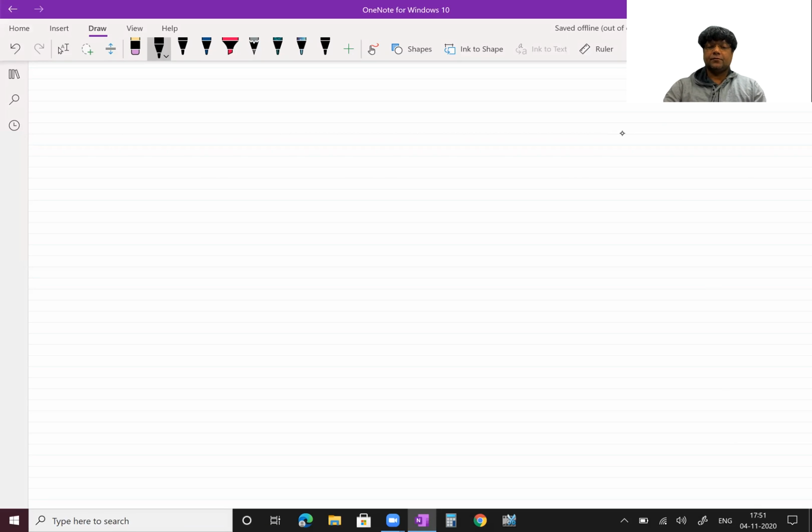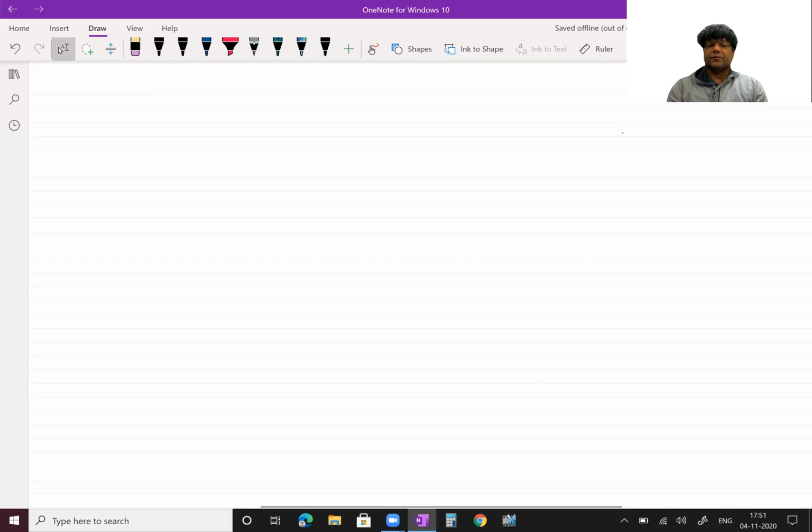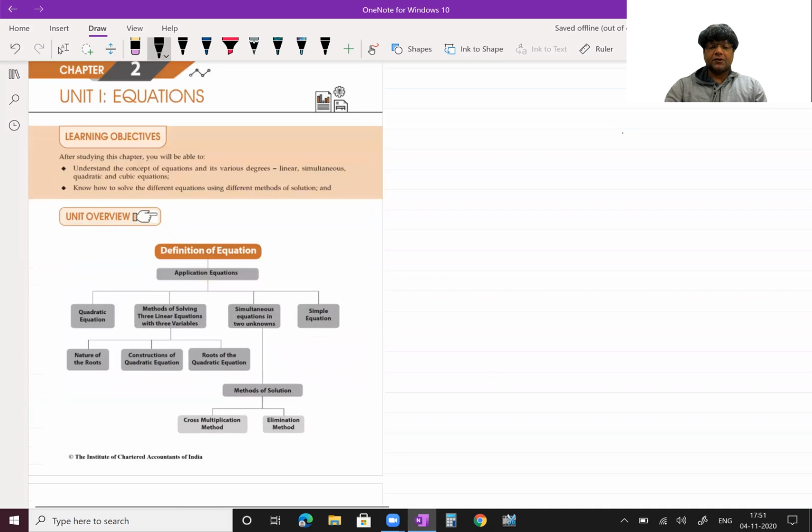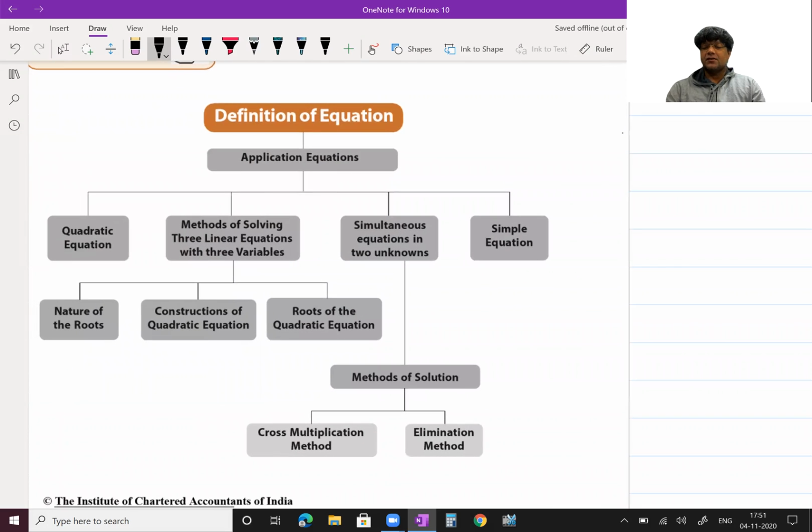Hello everybody. Equation chapter. Equation and matrices, that's the second chapter. Equation chapter, as you can see, simple equation, guys, only one variable.